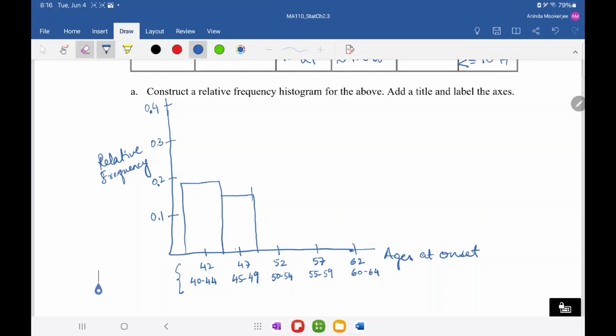It was 0.190. 0.381 was the next one. So it would almost go up to 0.4. So let's do that. Keep it a little bit less than 0.4.